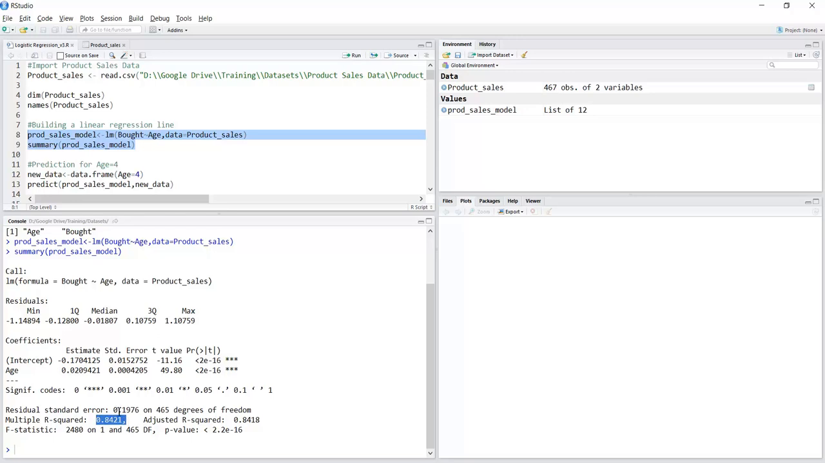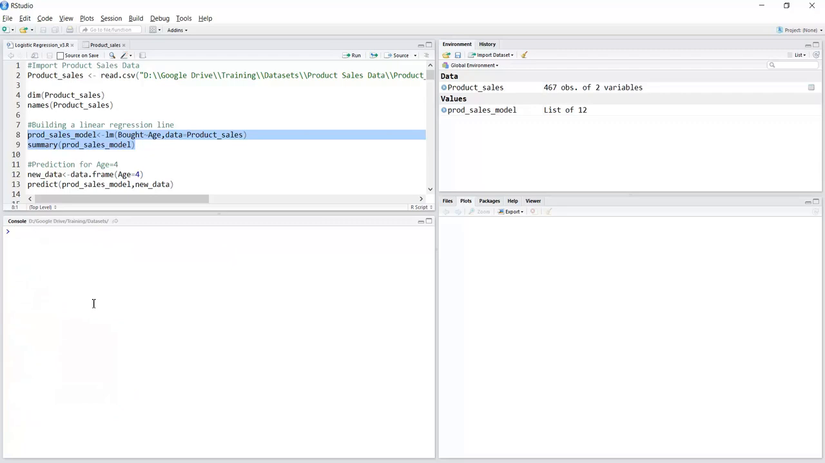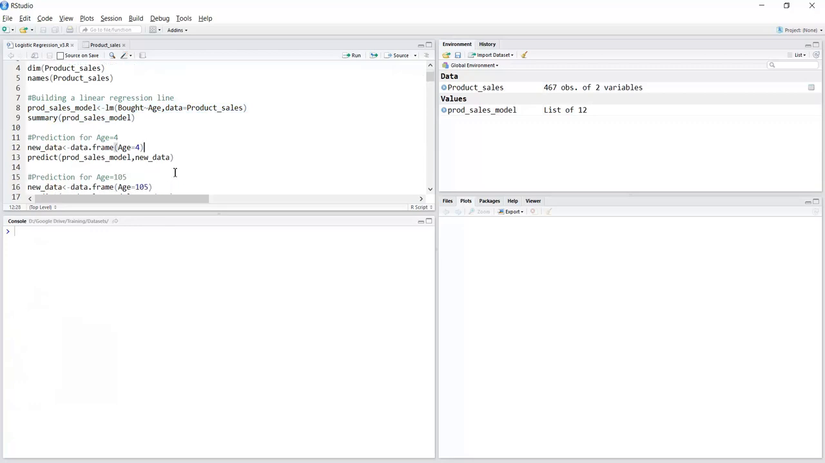Looks like a fairly good model. Using age, I am trying to predict buy, whether a person will buy or not buy, and we just built a model for that. Then what is the next question? If the age is 4, whether that customer will buy or not.